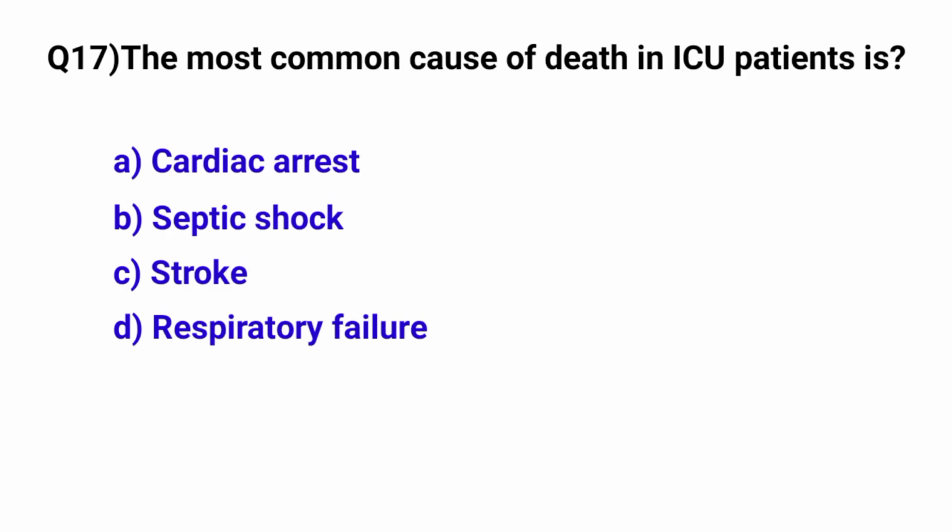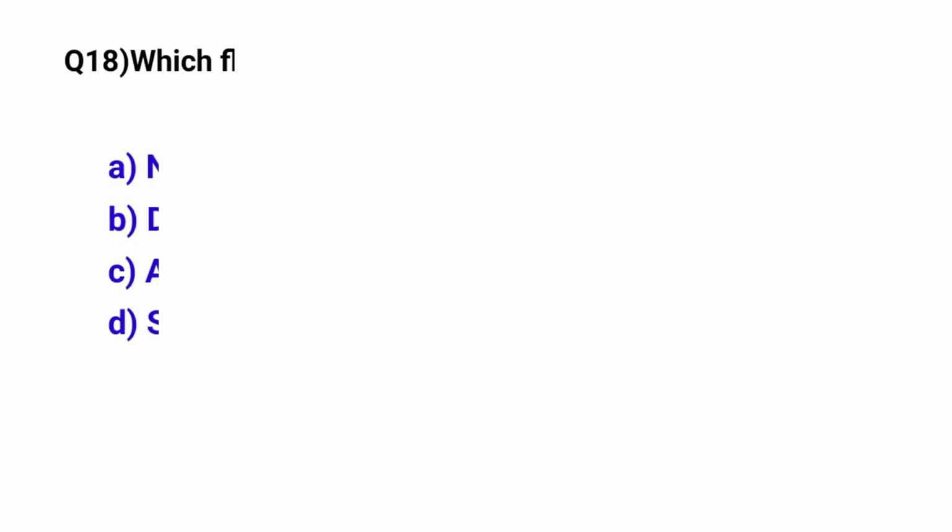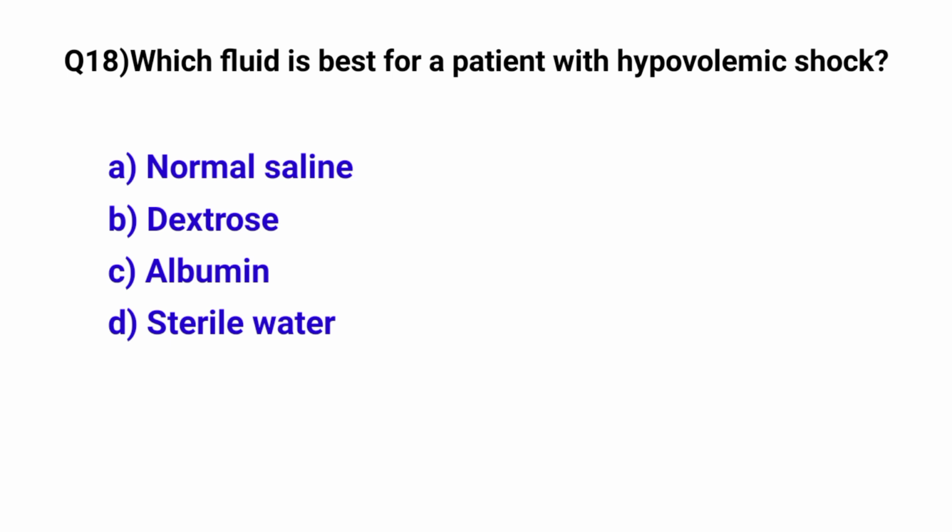Question number 17. The most common cause of death in ICU patients is. The correct option is B. Septic shock. Question number 18. Which fluid is best for a patient with hypovolemic shock? The correct option is A. Normal saline.